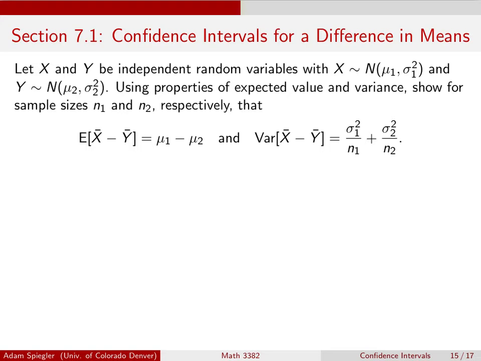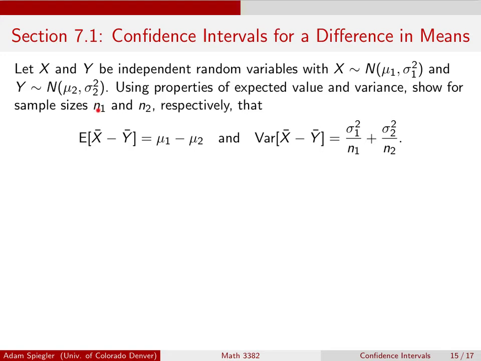So now we're going to assume that we've got two different independent random variables. That's important here, that these are independent random variables, where X is from a normal distribution with unknown mean and unknown variance, and Y is from a normal distribution with unknown mean and unknown variance. In order to construct these interval estimates, it's going to be useful to know what the sampling distribution looks like in theory.